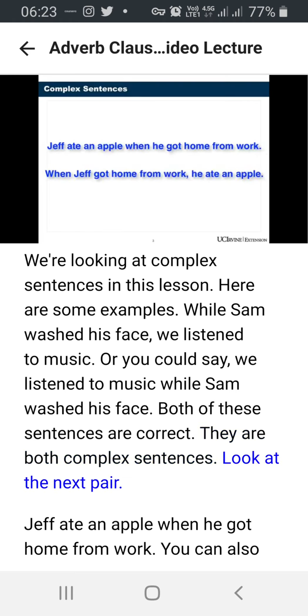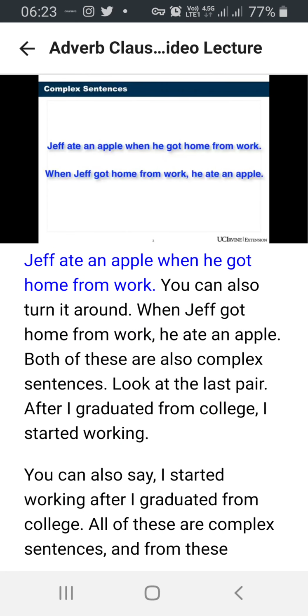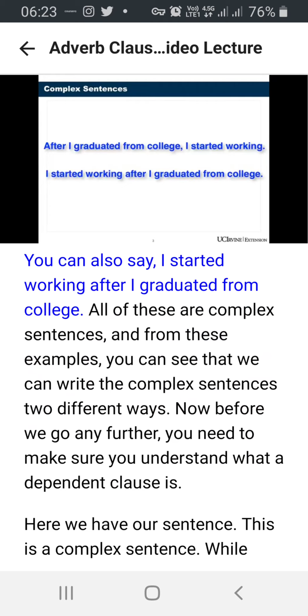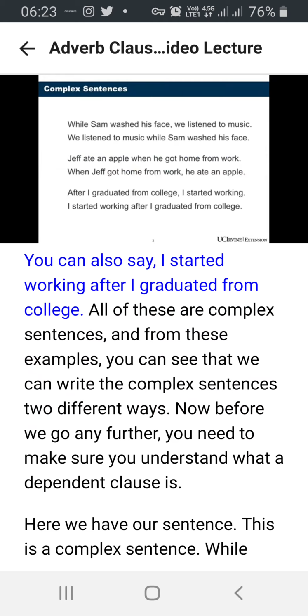Look at the next pair. Jeff ate an apple when he got home from work. You can also turn it around. When Jeff got home from work, he ate an apple. Both of these are also complex sentences. Look at the last pair. After I graduated from college, I started working. You can also say, I started working after I graduated from college. All of these are complex sentences, and from these examples you can see that we can write the complex sentences two different ways.